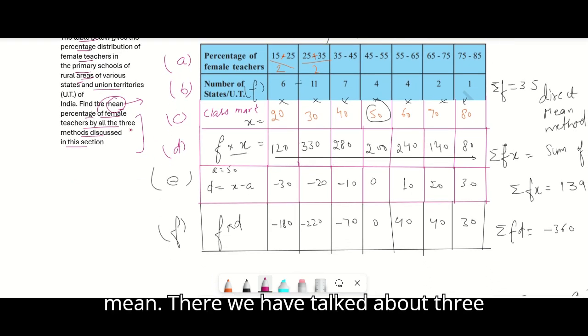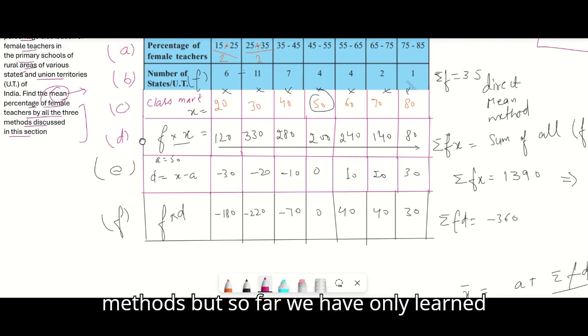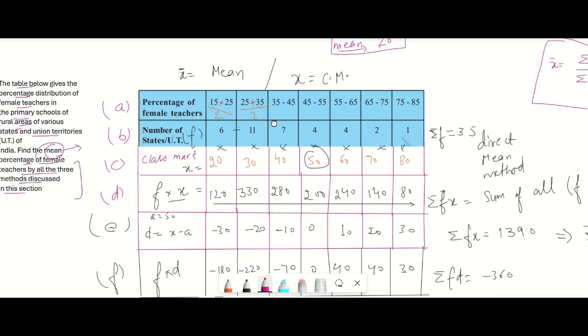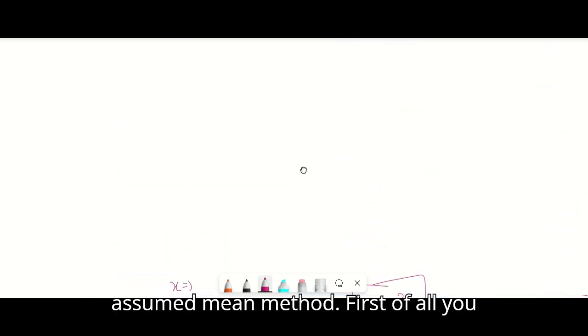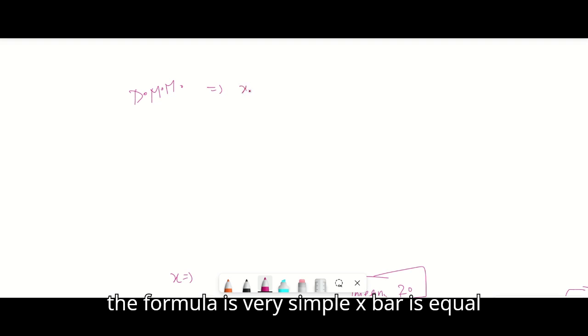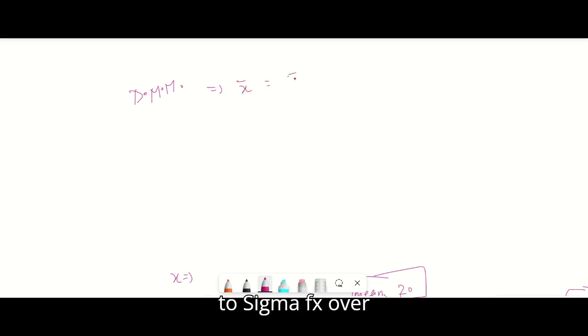There we have talked about three methods, but so far we have only learned two, which are the direct mean method and the assumed mean method. First of all, please write down the formula for both of them. For the direct mean method, the formula is very simple: X bar is equal to sigma fx over sigma f.